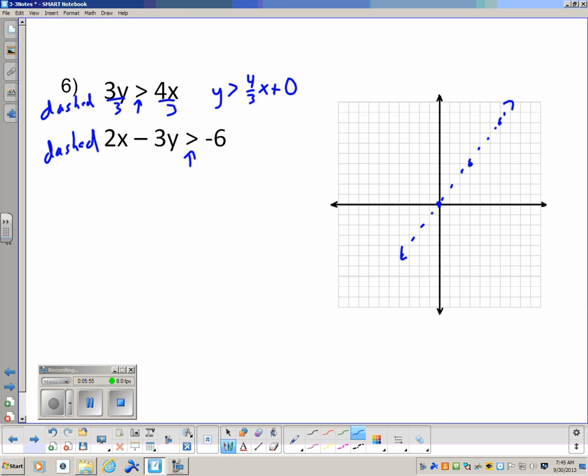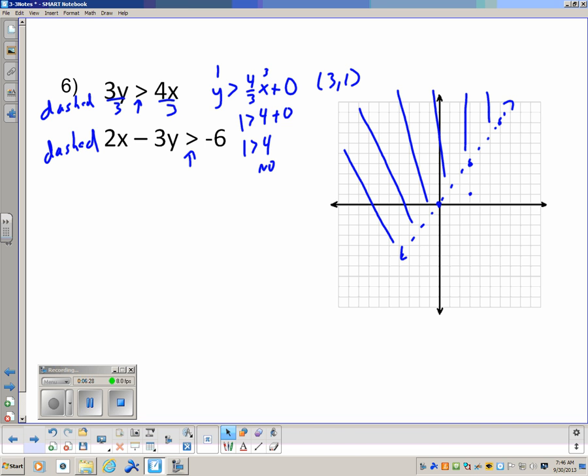And this time I'm not going to pick the point 0, 0 because that line went through 0, 0. So I'm going to pick something else, maybe that 3, 1, like I picked before. If I pick the ordered pair 3, 1: is 1 greater than 4 times 3 divided by 3, which is 12 divided by 3, which is 4? So I get 1 greater than 4. Is 1 greater than 4? No. So I'm not going to shade on the side where 3, 1 is. I'm going to shade on the other side.